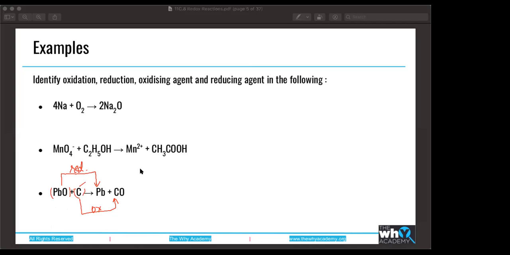Another thing you have to remember is whatever process is taking place is always happening to the reactants. So lead oxide is the one getting reduced to lead, and carbon is getting oxidized to carbon monoxide. Oxidizing and reducing agents are also in the reactants only, because these are the ones enabling the process to take place. So you won't find them once it has ended. Okay, awesome.